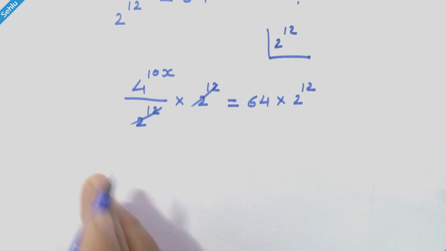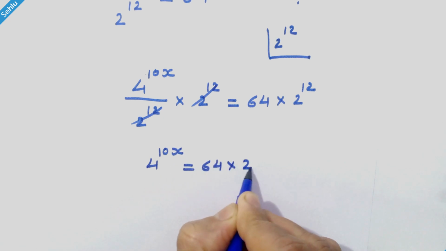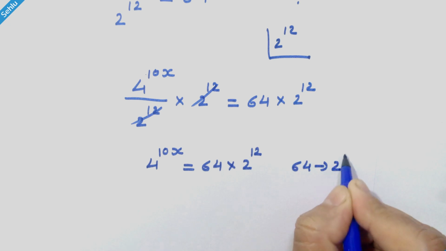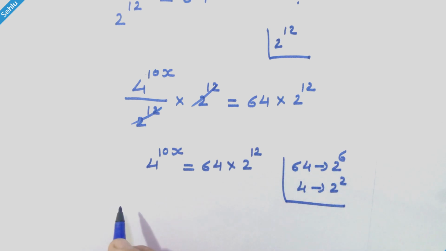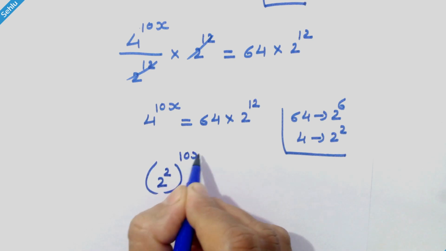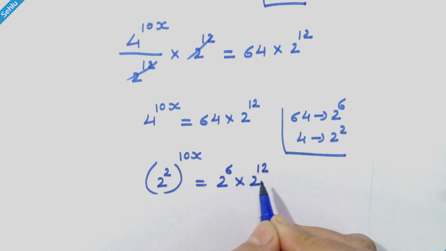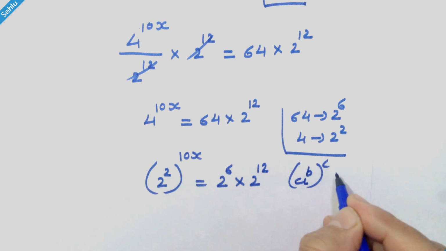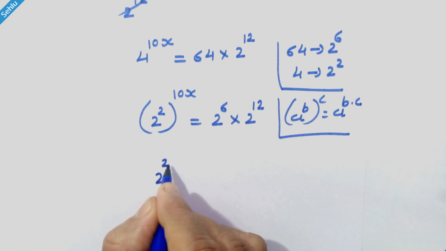So we have 4 raised to 10x is equal to 64 into 2 raised to 12. Now 64 is 2 raised to 6 and 4 is 2 square. So let's write this with these values. So we have 2 square whole raised to 10x is equal to 2 raised to 6 into 2 raised to 12. Here we will use this rule which says if a raised to b whole raised to c, then it will be a raised to b into c. So here we have 2 raised to 2 into 10x.